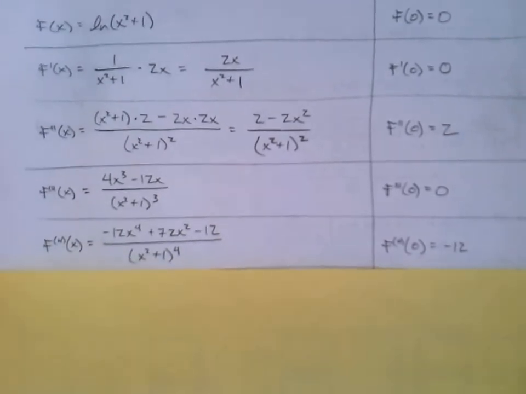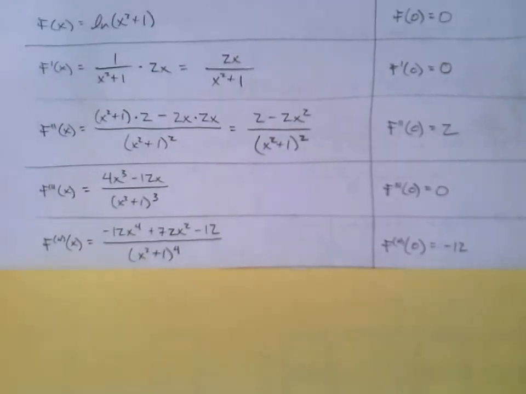Fourth derivative, again, I'm not going to show you all the details. We don't need all that for our discussion here. Negative 12x to the fourth plus 72x squared minus 12, all over x squared plus 1 to the fourth. Plug 0 into that, and we end up with negative 12 over 1, negative 12. That's only our second non-zero entry.